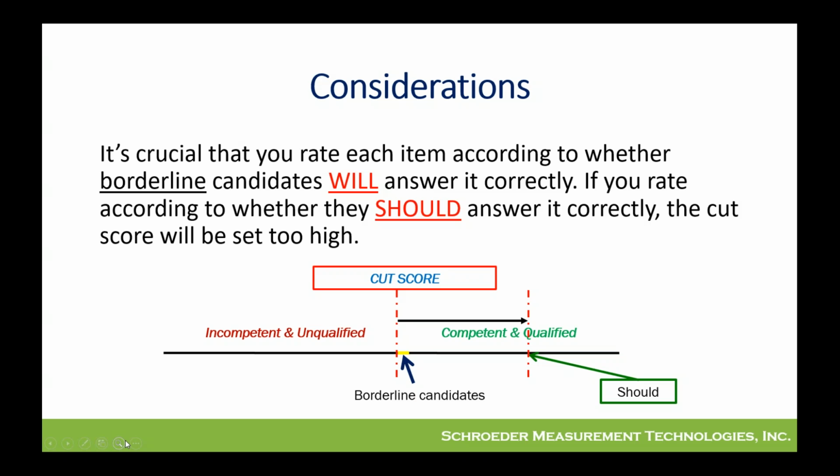You can see from this diagram that if we set the cut score according to expectations about whether candidates should answer the items correctly, a lot of competent candidates will fail the exam because the cut score will be set too high. We don't want to fail competent candidates. Therefore, you need to rate each item according to whether borderline candidates who are minimally competent will answer the item correctly.